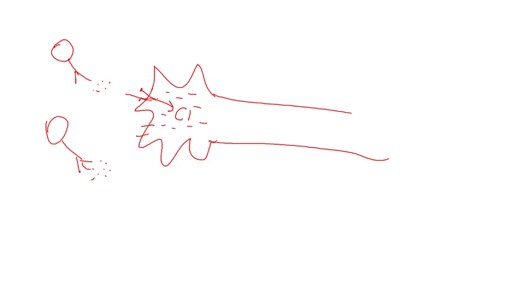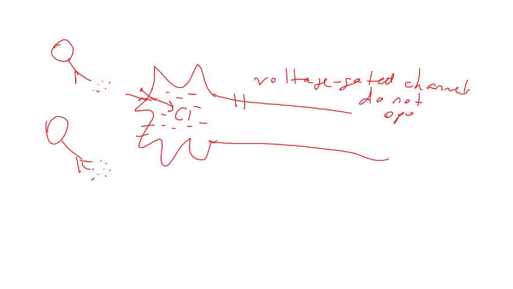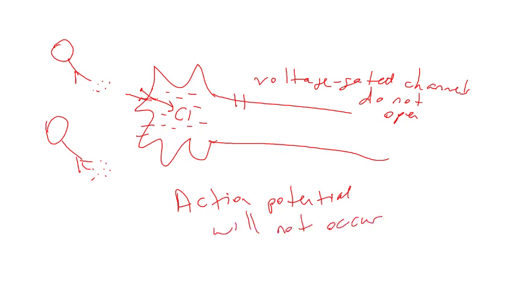The inside was negative already. If it becomes more negative on the inside, those voltage gated channels do not open. And if those voltage gated channels do not open, no positive charges come in, well then an action potential will not occur. Okay, so only if the inside becomes positive.